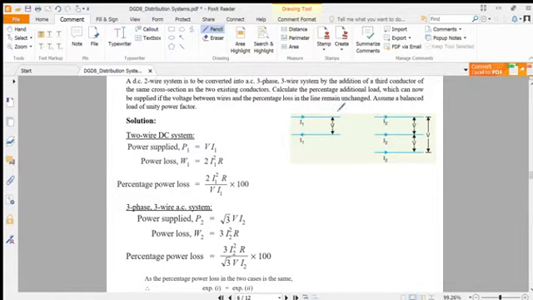Calculate the percentage of additional load. So by adding this additional conductor, how much additional load can this AC system carry? We have to find the value, where the voltage between the wires is the same, and also the percentage of loss remains the same, and this is a balanced load. Obviously it's a resistive load because it is balanced, and the power factor is assumed to be 1.